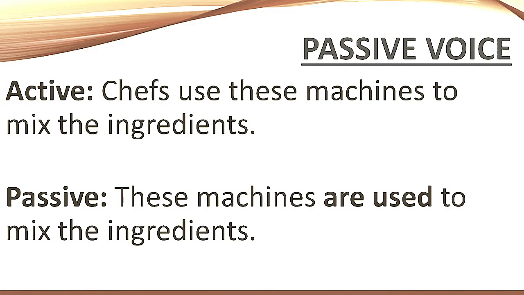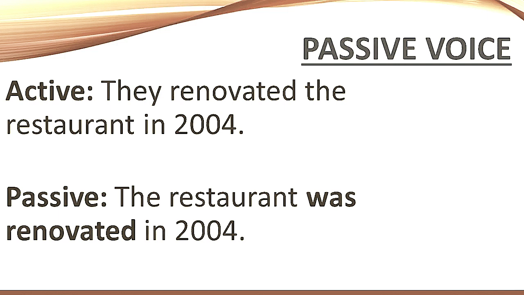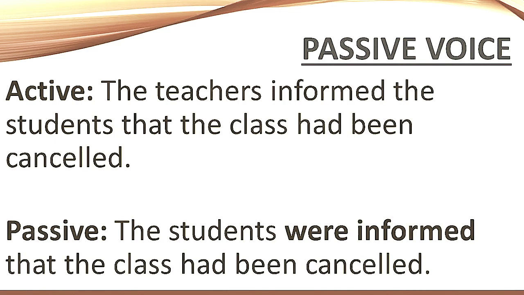Active: chefs use these machines to mix the ingredients. Passive: these machines are used to mix the ingredients. Active: they renovated the restaurant in 2004. Passive: the restaurant was renovated in 2004. Active: the teachers informed the students that the class had been cancelled. Passive: the students were informed that the class had been cancelled.